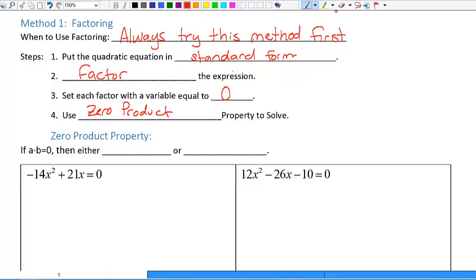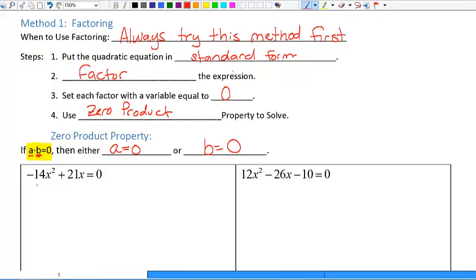Well, if you have a times b equals 0, so you have some expression where a is being multiplied by b and you know the result is 0, then one of 2 things has to be true. Either the first factor a has to be equal to 0, or the second factor b has to be equal to 0. That's the only way you can multiply 2 factors and get 0, is if one of the factors is already equal to 0. So the zero product property is going to help us solve quadratic equations by factoring.